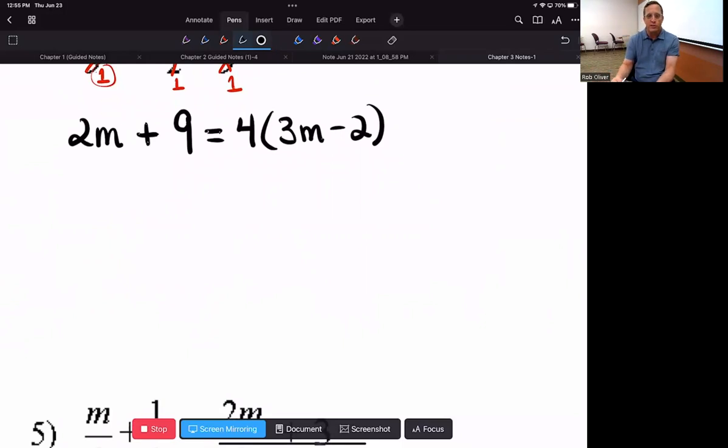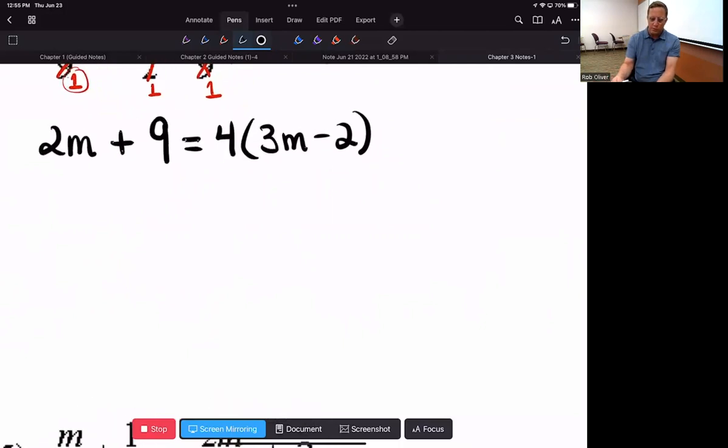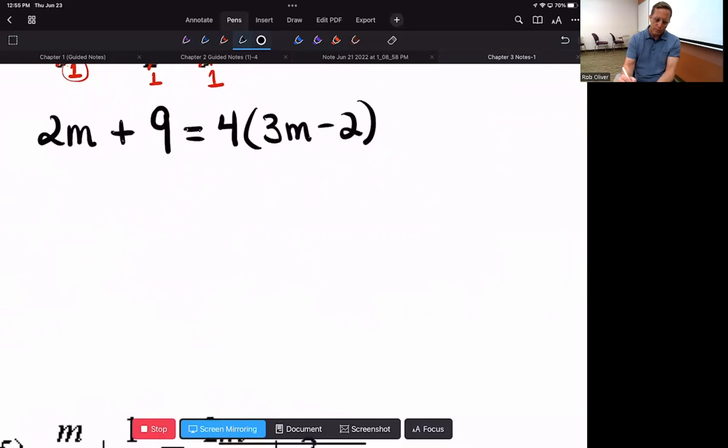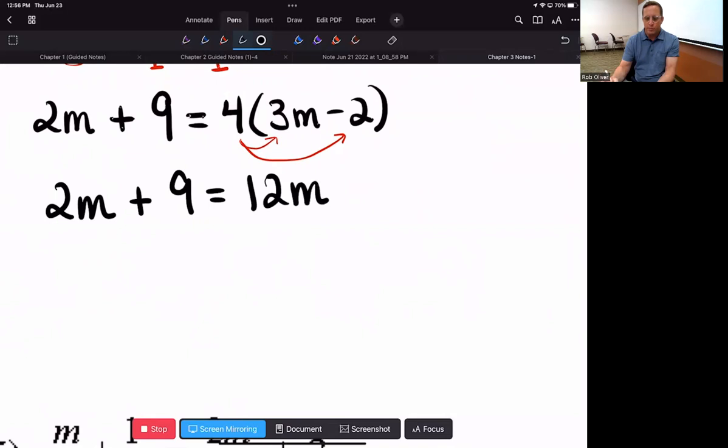So let's clear the fractions, or clear the parentheses, I mean. Let's clear the 3m minus 2 by distributing 4. So we're going to distribute 4 into both of those terms. So let's go ahead and do a rewrite. So now we have 2m plus 9 equals, and then 4 times 3m is 12m. And then 4 times 2 is 8, so minus 8.